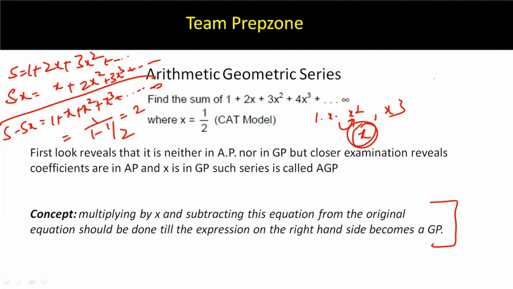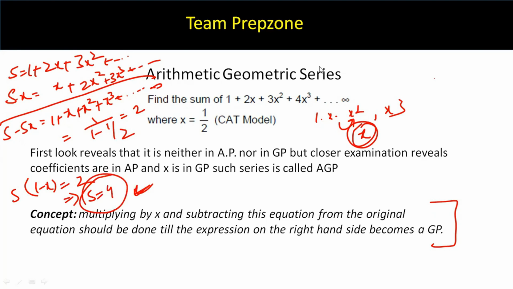ये कितना हो गया? This is 2. Correct? So s कितना हो गया? S into 1 minus x is equals to 2. 1 minus x कितना है? It is half. So s by 2 is equals to 2. So s is nothing but 4. Right? This is how you will solve every question of AGP.